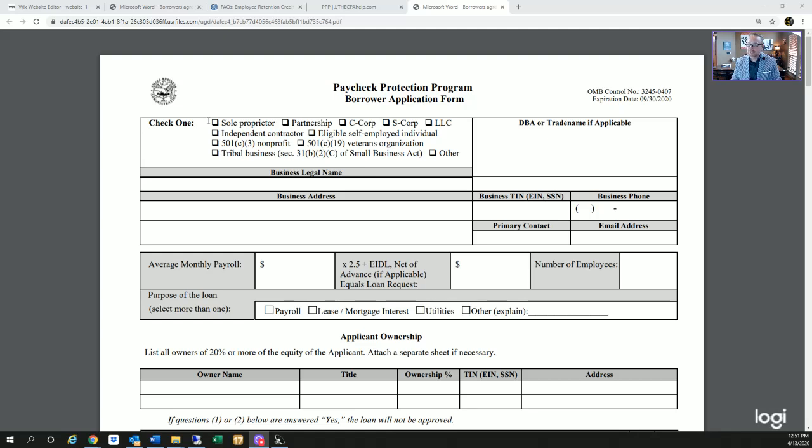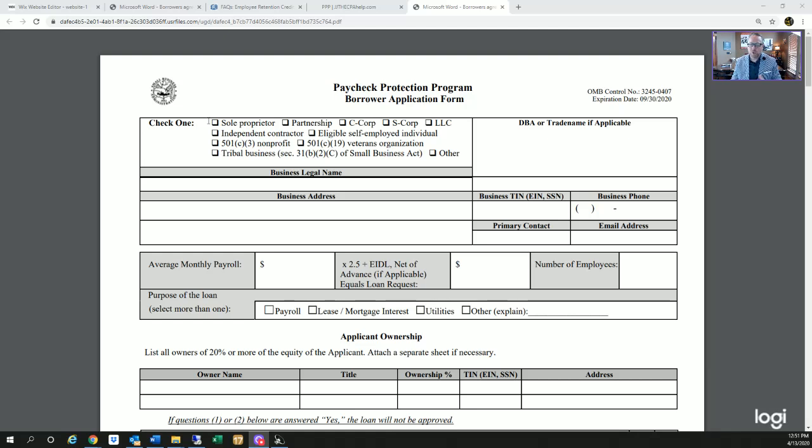Now, the business legal name, okay? If you're doing a sole proprietor, independent contractor, or self-employed individual, well, that's you. You're just getting it for yourself. If you have a DBA, then put it over there. If you're doing this in the business name, then you would put the business name, and if you have a DBA for that, you'd put the DBA for that. Business address, there you go.